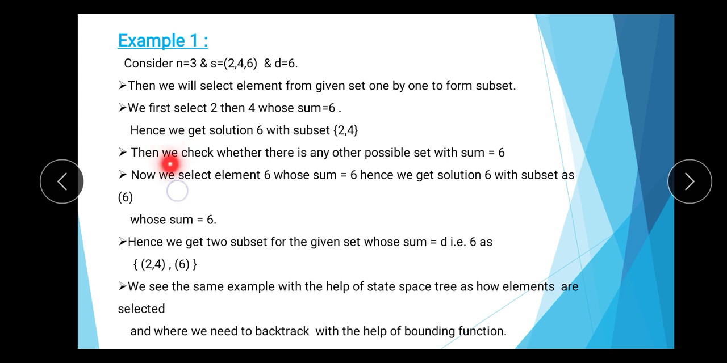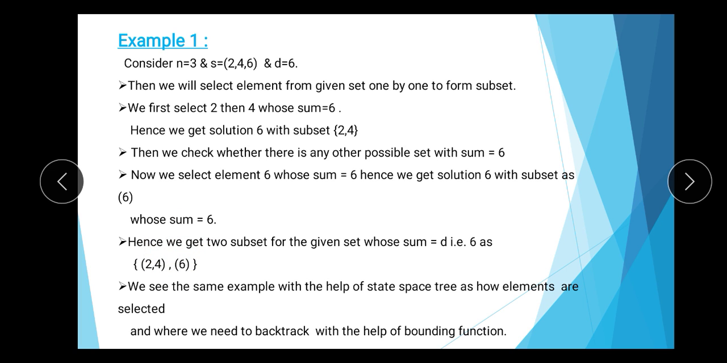Now we select the element 6 whose sum is equal to 6. Hence we get the solution 6 with the subset 6, only one element whose sum is equal to 6. Hence we get two subsets for the given input set whose sum is equal to 6. And here these are the two subsets. One contains two elements whereas the other subset contains one element.